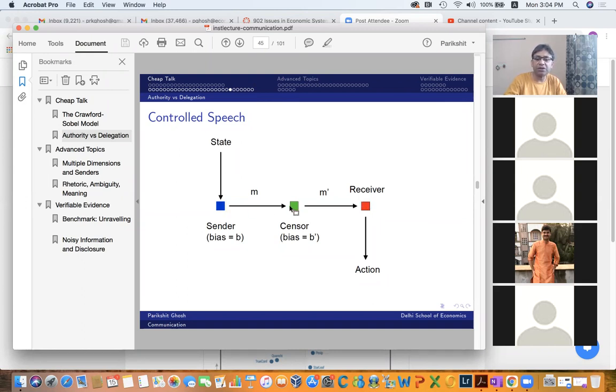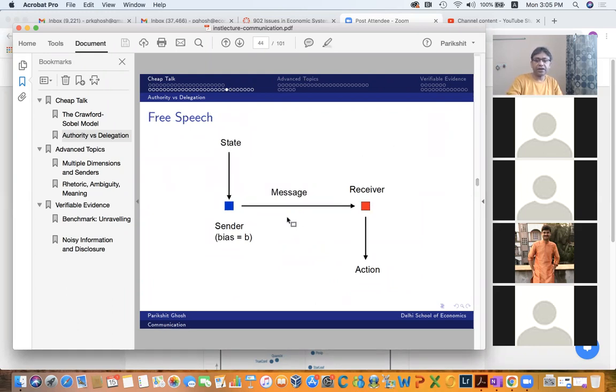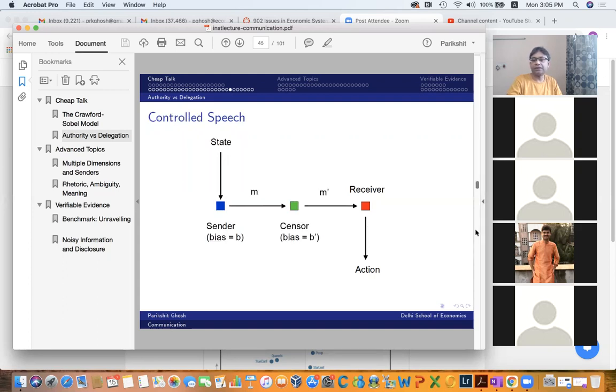So communication has to be routed through a censor. And let's say the general public's preference has B equal to 0. The sender has a B, and the censor has another bias B prime, which is larger than B. So the censor is more distant from the public compared to the press. So this is the game. So the question is, which game is better, right?